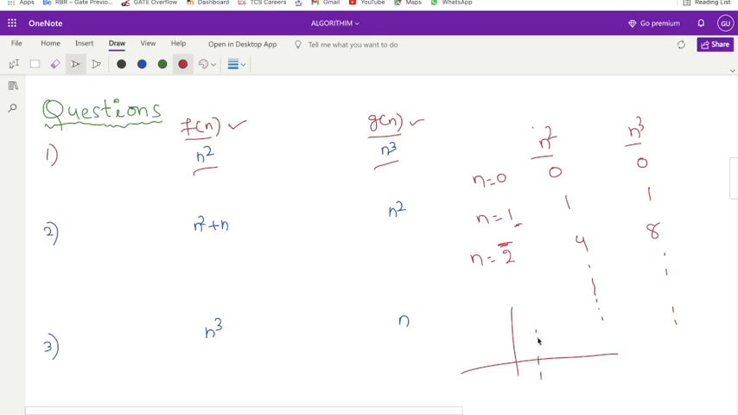At 1, both are 1, right? N square is 1, n cube is also 1. But after 1, what is happening? N cube is going upward and n square is lesser than that for any value of n after 1. So this is the n naught value, right?